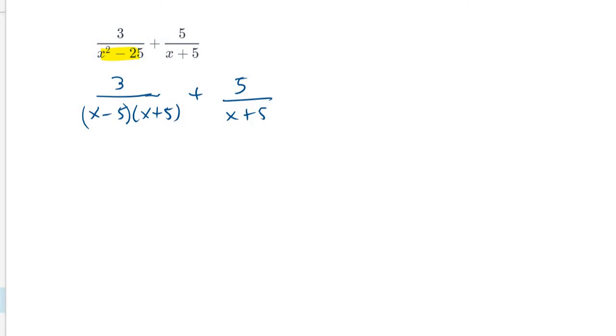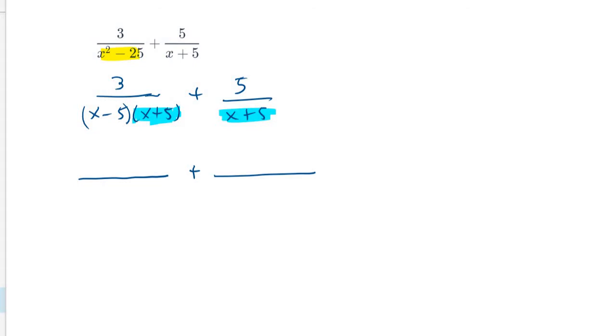Okay, now we're ready to look for a common denominator. So we have x minus 5 and x plus 5. So x plus 5 is already here. We already have x plus 5 here as well. So we just need to use one of them. Whenever you have the same factor on both denominators, you need to pick only one of those. We're going to pick x plus 5, which occurs there one time.